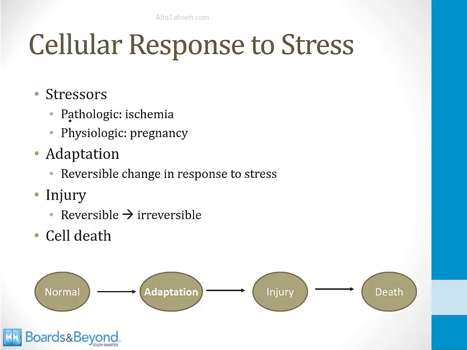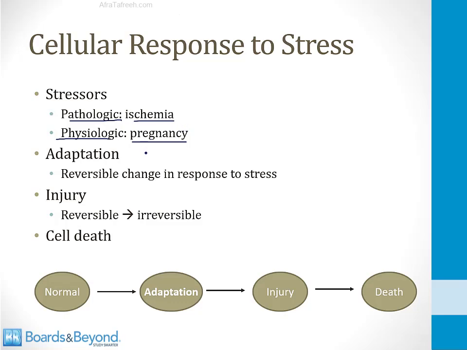The cells in our body are often exposed to a stressor. A stressor could be something pathologic like ischemia or maybe heat or maybe an infection, or a stressor could be something physiologic. For example, when a woman becomes pregnant, the baby begins to grow and that changes hemodynamics, that adds a new structure in the abdomen.